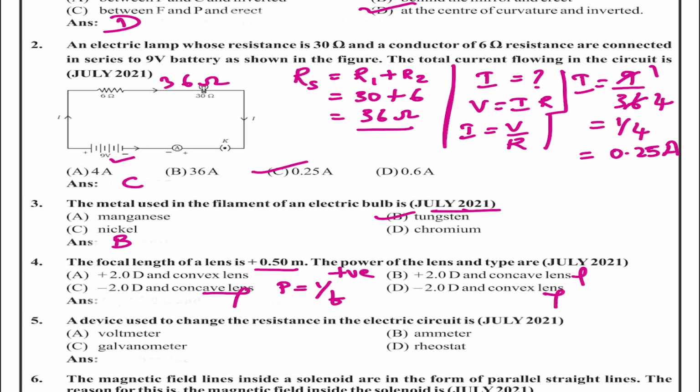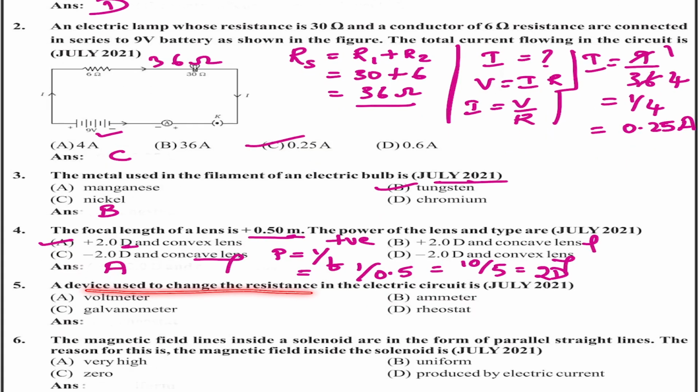Now, let us cross-check whether we get the same answer. Since we are supposed to find the power, let us substitute and check whether the focal length is in meters. Only then will we get the power in diopters. So 1 divided by, what is the value of F they have given? 0.5. For simplification purposes, I will take it as 10 by 5, which is equal to 2 diopter. Hence, the correct answer for the fourth question is option A.